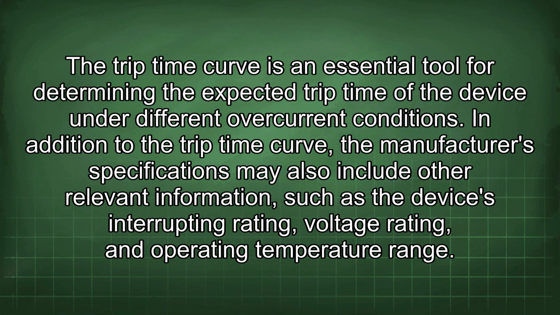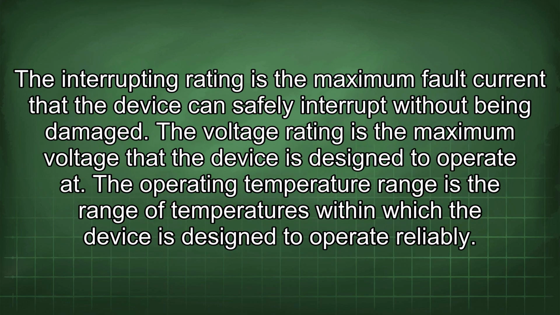In addition to the trip time curve, the manufacturer's specifications may also include other relevant information, such as the device's interrupting rating, voltage rating, and operating temperature range. The interrupting rating is the maximum fault current that the device can safely interrupt without being damaged. The voltage rating is the maximum voltage that the device is designed to operate at. The operating temperature range is the range of temperatures within which the device is designed to operate reliably.